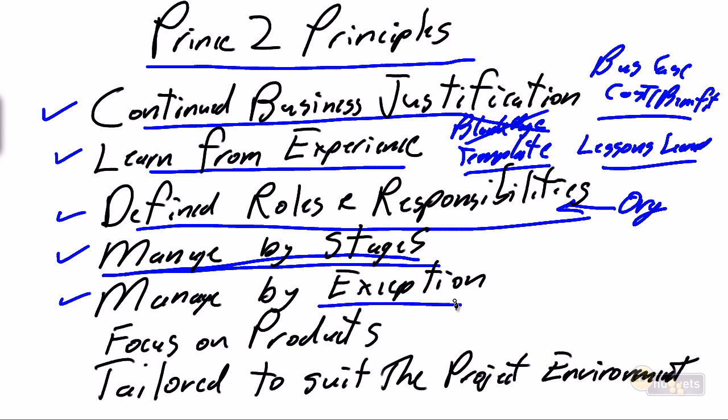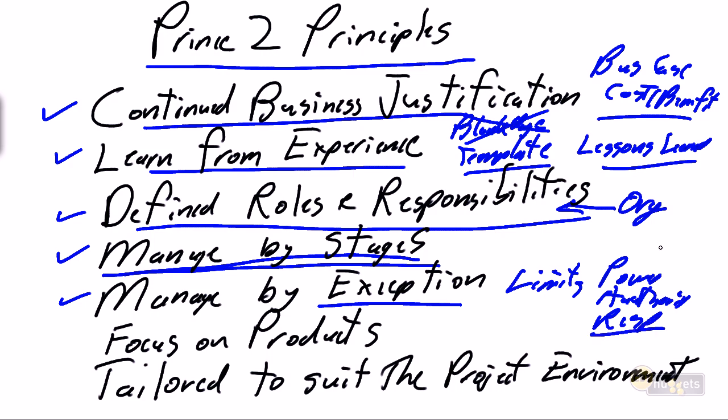Management by exception, we define the limits of our power and our authority and our responsibility, and we manage within our limits, and then we escalate as needed, as soon as the project scenarios require us to escalate based on our established limits. Prince2 is focused on products, ensuring that we're delivering the right materials, the right deliverables that are going to satisfy the business expectations.